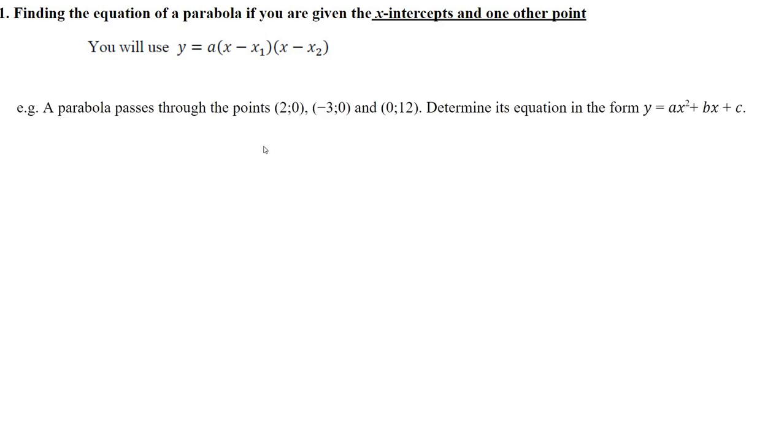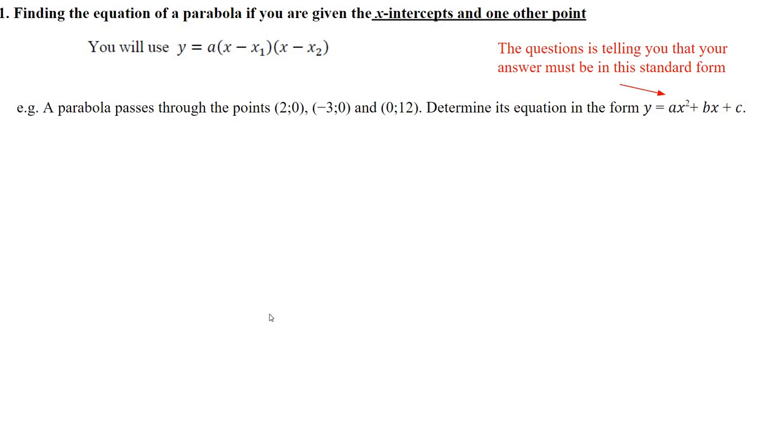Let's see what the question looks like. A parabola passes through these two x-intercepts and through a y-intercept of (0, 12). Determine its equation in the form y equals ax squared plus bx plus c. Well, what are they telling you about that? They're saying you've got to put your answer in standard parabola form.